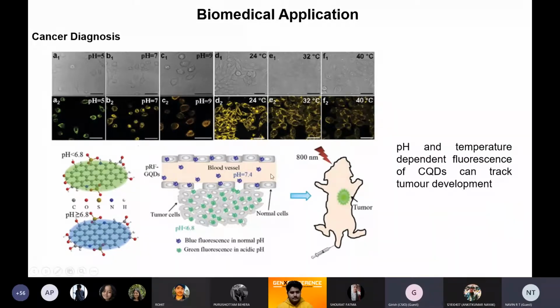So they have shown this study in vivo in a mouse model, as well as in a cellular model, where they could find that with change in temperature as well as pH, the fluorescence of the carbon dot is also changing.